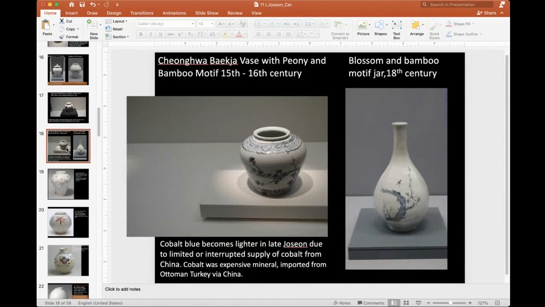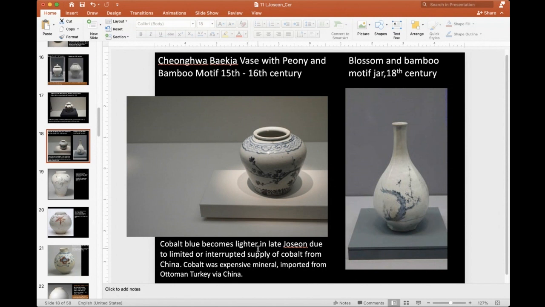And then you have blue and white painting. It's called the Cheonghwa Baekja with some painting. So this is early Joseon Dynasty. And if you come to the late Joseon Dynasty, the color is a little bit more impure. The color of blue becomes a little bit faded and lighter. This is because of the density of cobalt, the mineral pigment.